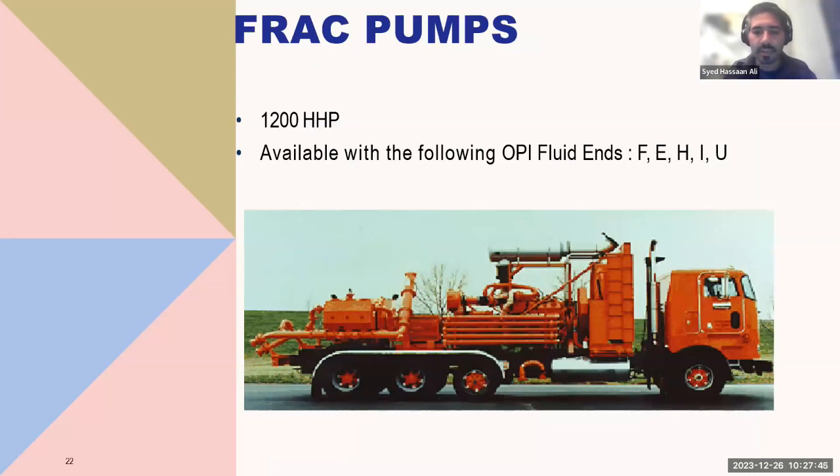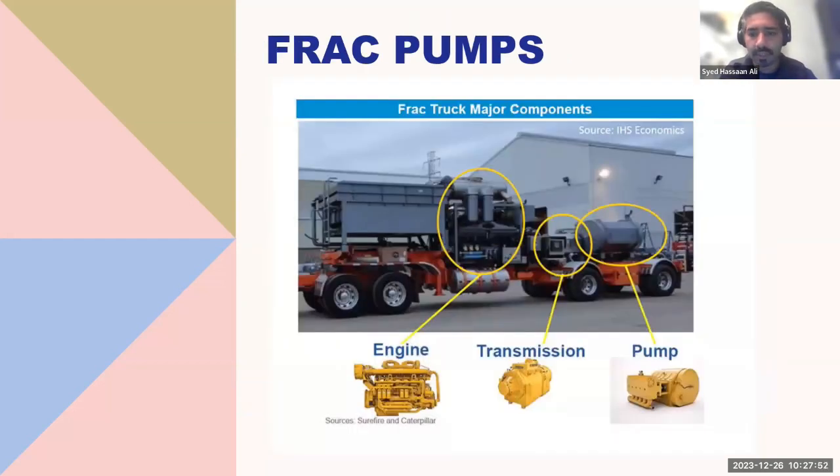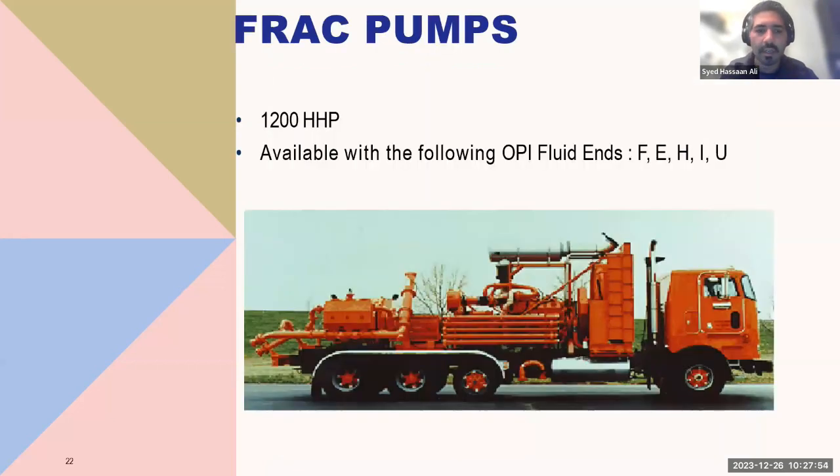This is an older version of a frac pumper. It's only 1200 horsepower, while the one which you see over here is more than 2000 horsepower. So this 1200 horsepower is primarily used for low pressure fracs or for the more conventional fracs.